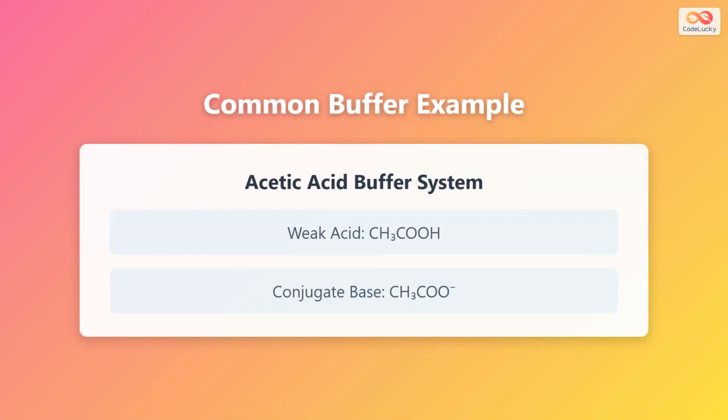Let's look at a common buffer system, the acetic acid buffer. This buffer consists of acetic acid, represented by the formula CH3COOH, as the weak acid component. Its conjugate base is the acetate ion, written as CH3COO-. This buffer system is widely used in laboratories and demonstrates perfectly how a weak acid and its conjugate base work together to maintain pH stability.